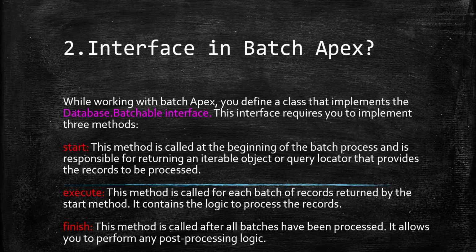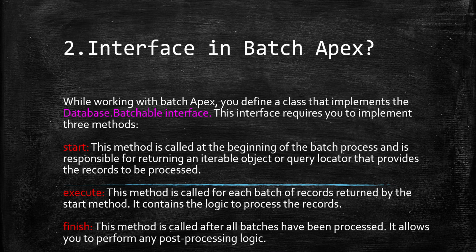The execute method is called for each batch of records returned by the start method, and it contains the logic to process the records. This means your records will run in batches. If you have set your batch size as 200, then it will process your records in a batch size of 200. It will take a list of 200 records, and if you have 1,000 records, it will take 5 batches. The default batch size is 200.